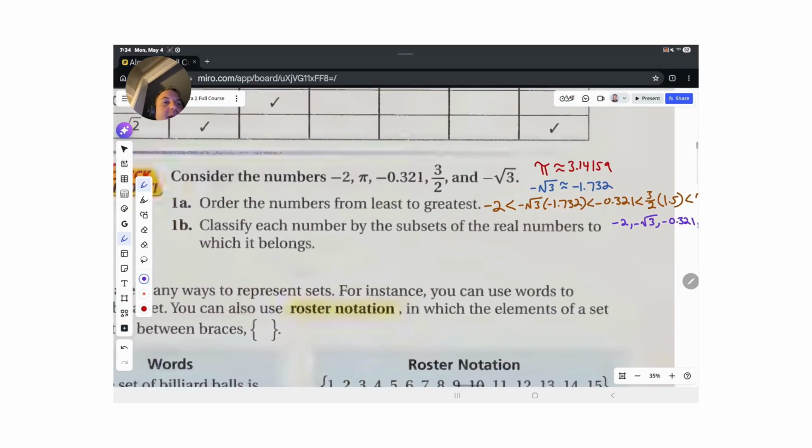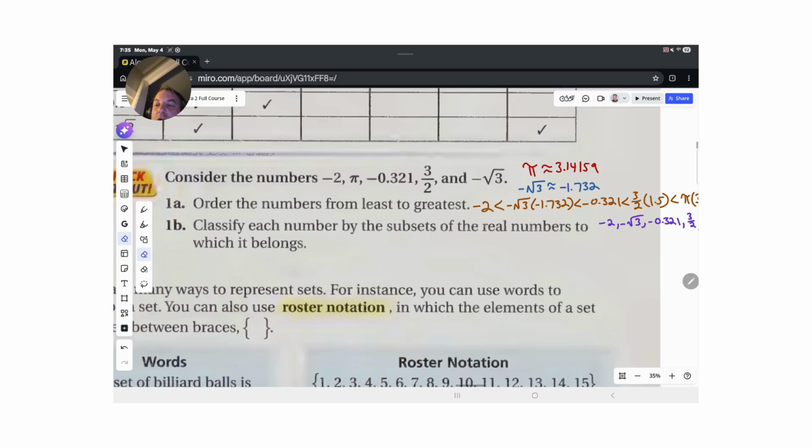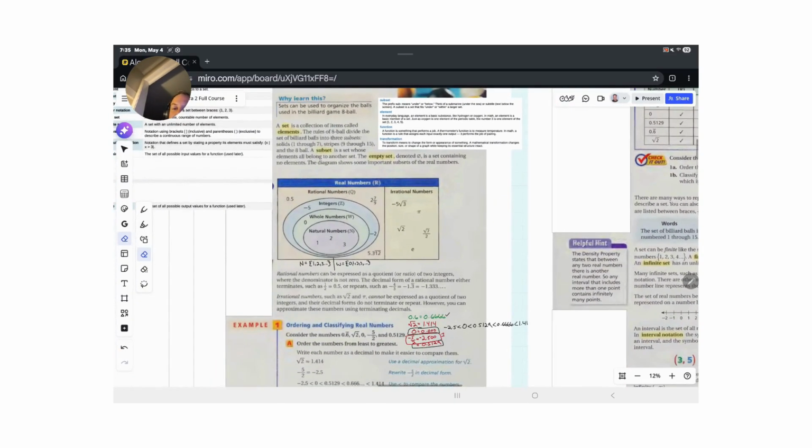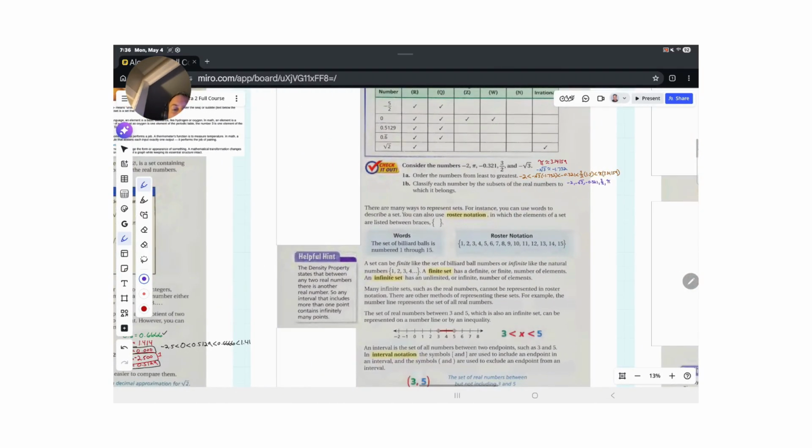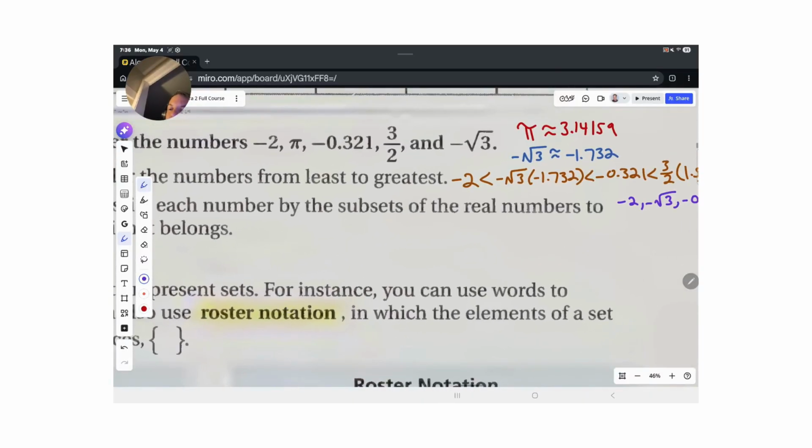All right, let's take a look at 1b together. Our instructions are to classify each number by the subsets of the real numbers to which it belongs. Let's start with negative 2. We'll go back to our chart here to help us. Negative 2 is real. It is a rational number. It is an integer. All right, let's write that down. Negative 2 is R, Q, and Z.